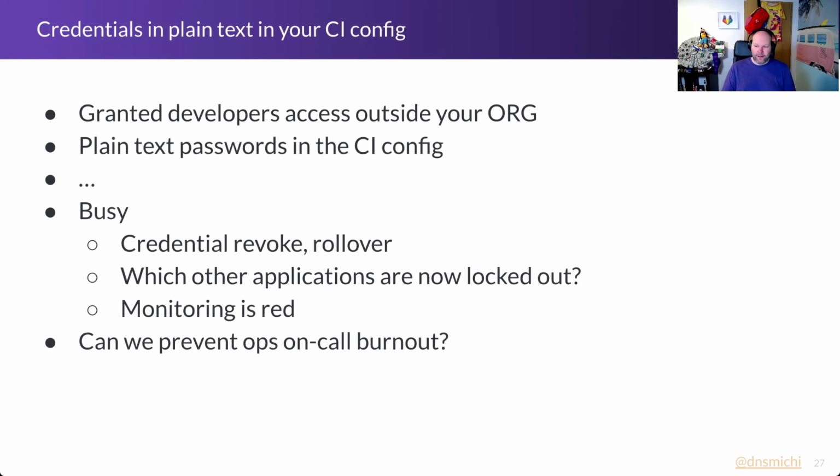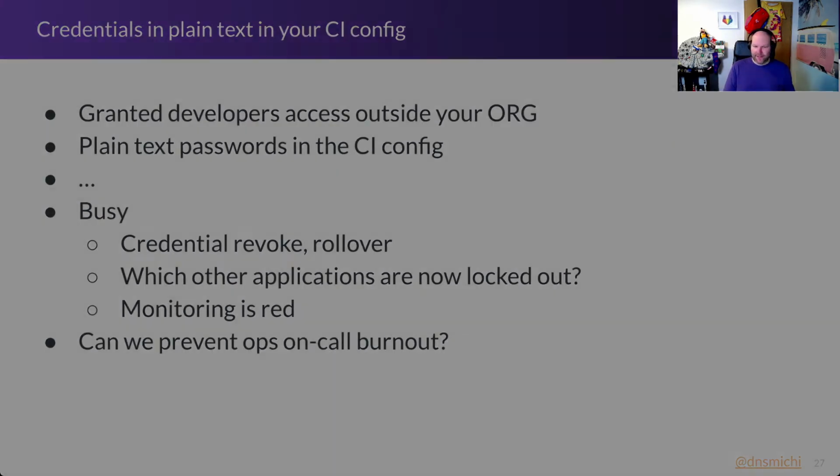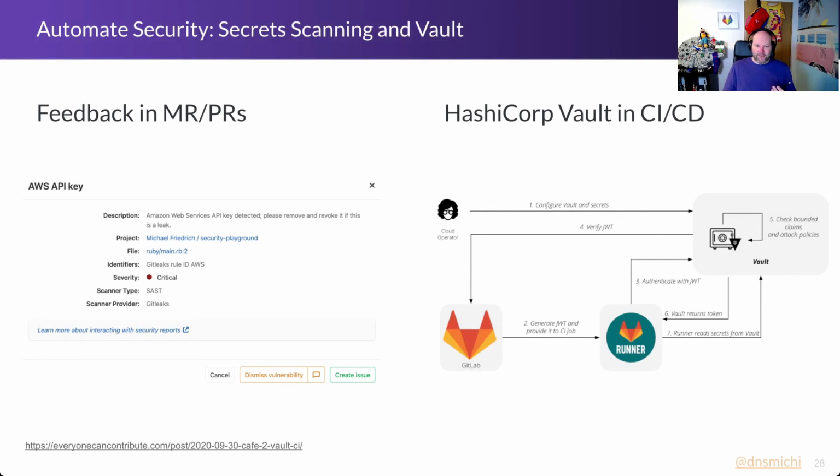Still, again, now it involves DevSecOps. Monitoring is red, everyone is busy, and humans make mistakes. And how can we prevent that? The thing is, there are certain ways, and I mentioned that before, we can have the feedback immediately from security scanning in merge requests and pull requests.